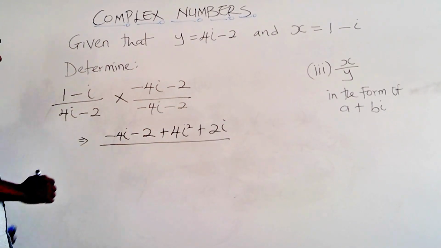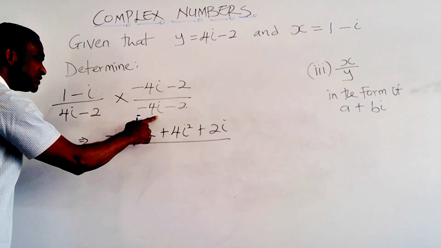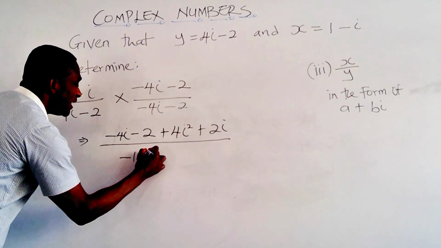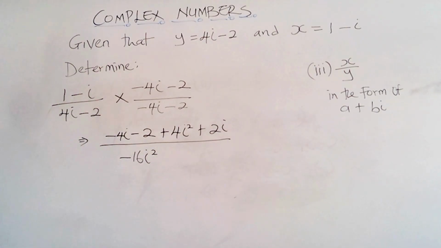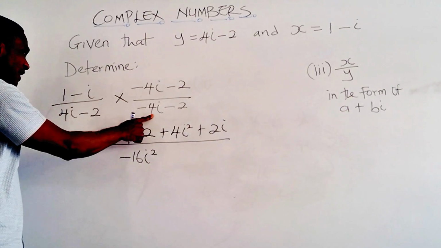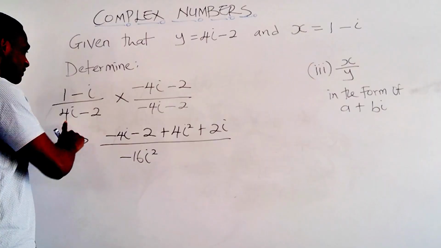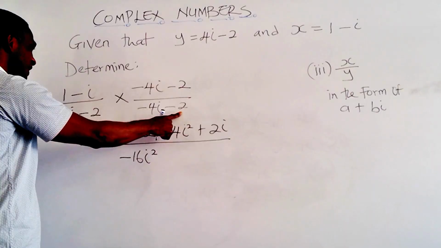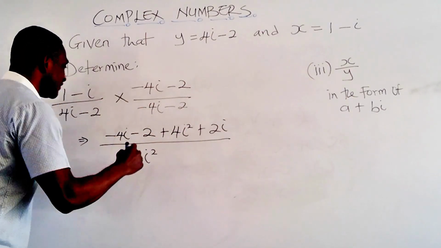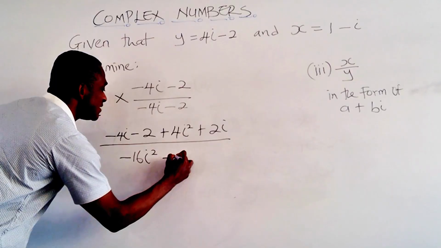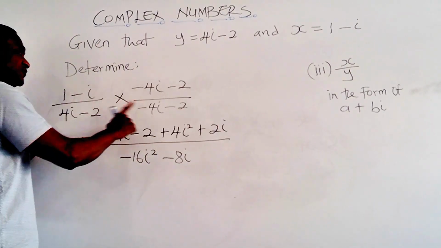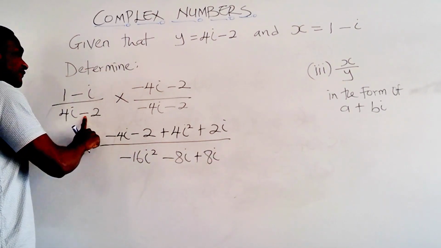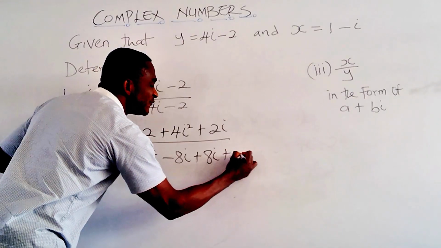Alright, now let's go to the denominator. 4i times minus 4i will give me minus 16i squared. Then 4i times negative 2 is minus 8i. So let's write everything, no need to take shortcuts. So I have minus 8i. Negative 2 times negative 4i is plus 8i. Negative 2 times negative 2 is plus 4.